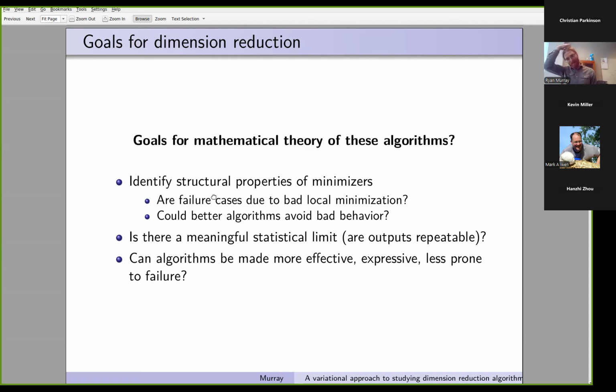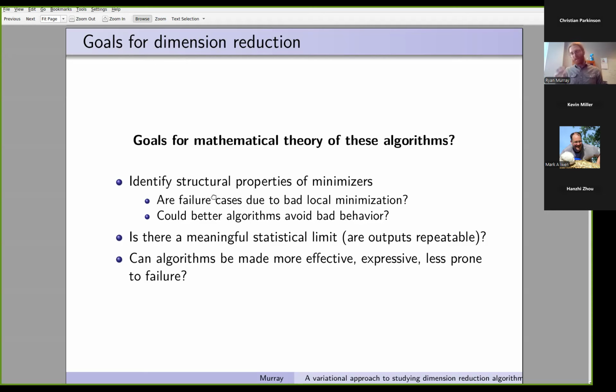A second question that I think is very meaningful that can be asked from the mathematical side is: is there a meaningful statistical limit of these procedures? So if I took more and more data points, is there some limit that they should go towards? Meaning that if I took enough data, would I get repeatable outputs from these dimension reduction algorithms? This would give some credence to using this scientifically, because you would then say, oh, this should be stable if I took enough data.